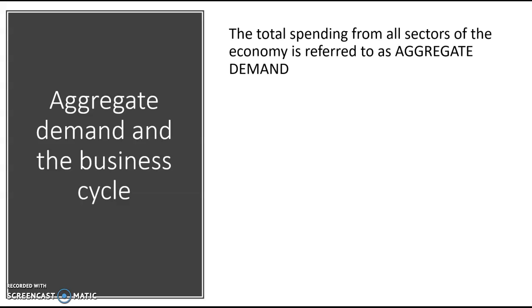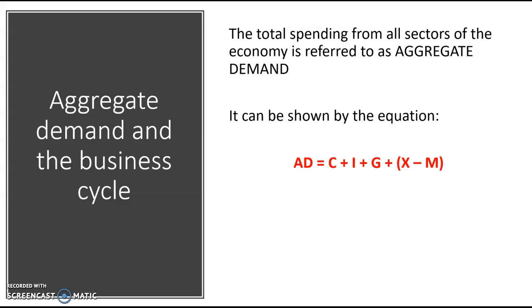So the sum of all of that total spending can be referred to as aggregate demand. Aggregate demand is simply the sum of all of the spending in the Australian economy. It can be shown by the following equation. Aggregate demand equals C plus I plus G plus X minus M.